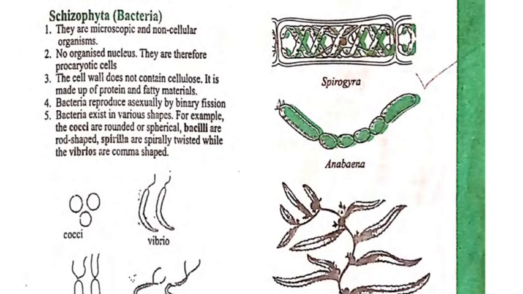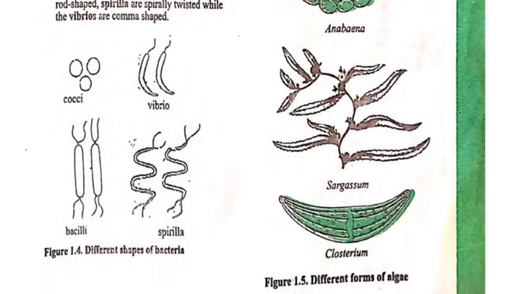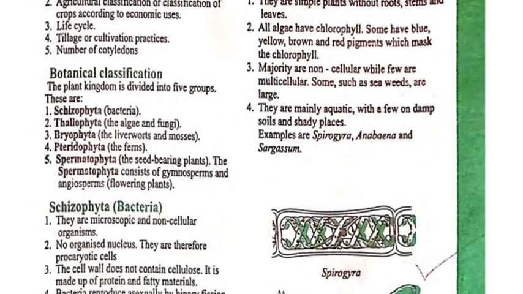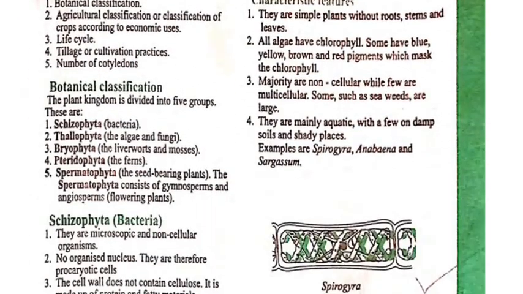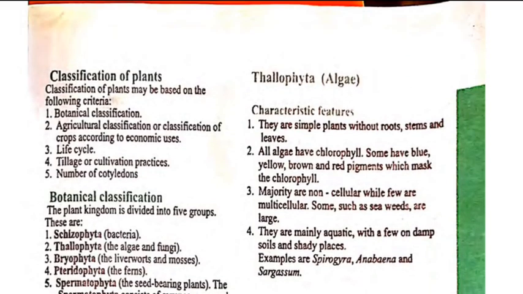Very fast, alright. Bacteria exist in various shapes. For example, the cocci are rounded or spherical, the bacilli are rod-shaped, spirilla are spirally twisted, while the vibrios are comma shaped. Right, so we have some diagrammatic illustration. We have the cocci to be rounded or spherical, the vibrio to be comma shaped, the bacilli to be rod shaped, the spirilla to be spirally shaped. Alright, so that's that about the Schizophyta. When we talk about the new system, we'll dive deeper into Schizophyta and bacteria under the kingdom Monera.